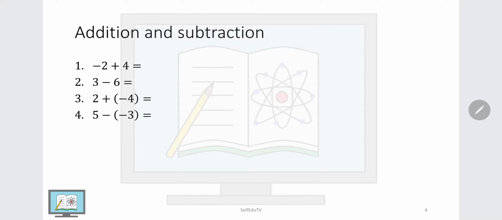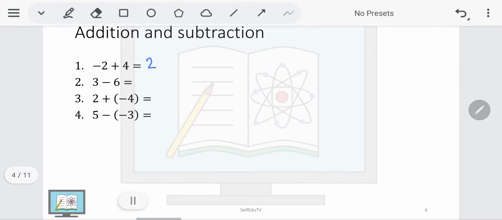Next, we will look at how to perform addition and subtraction involving directed numbers without using a calculator. Take a look at the first one, negative 2 plus 4. Obviously the answer is 2. Or you may use a number line to help you. So this is how to use a number line.